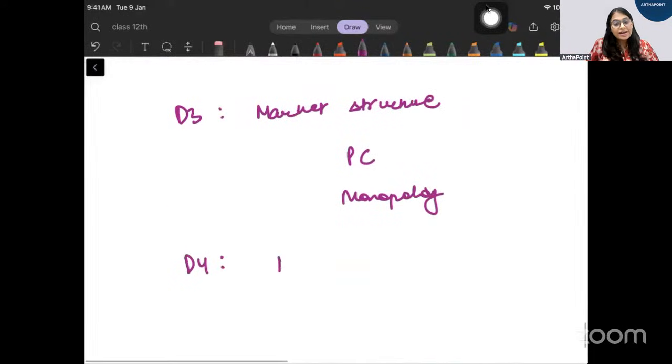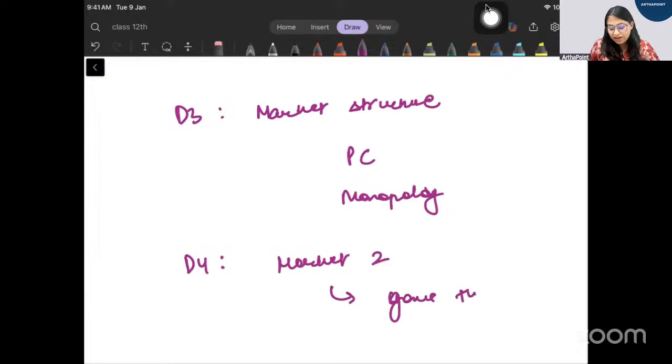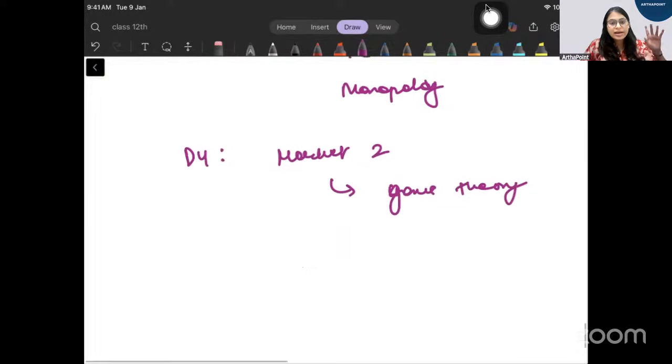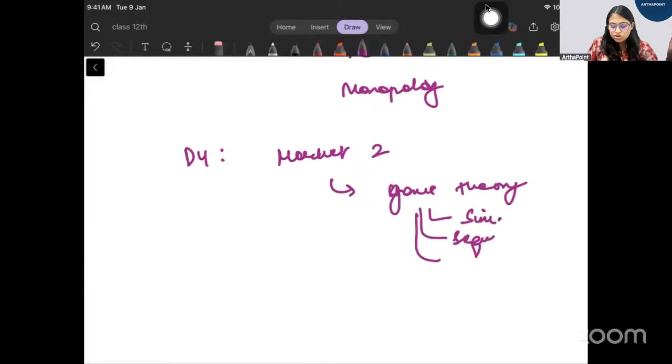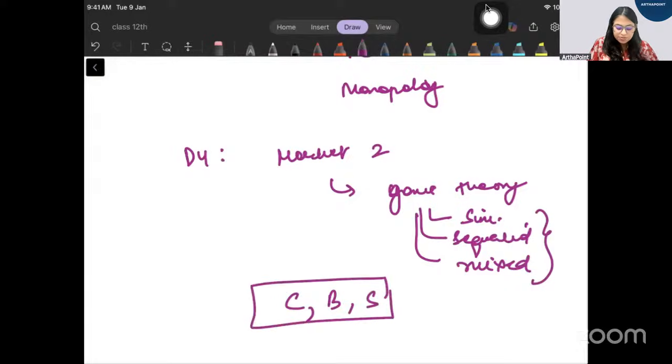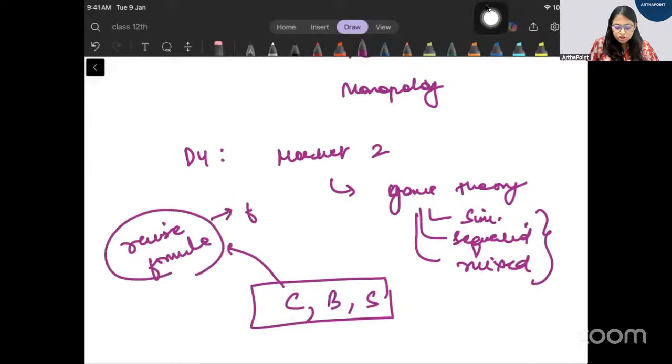you do market structure part 2, in which you do game theory models, क्योंकि game theory every year it gets repeated. So you practice all types of game theory. एक simultaneous से related, एक sequential से related, और एक mixed strategy निकालना. Then you do Cournot, Bertrand and Stackelberg, जिसमें you revise the formulas, make a formula sheet out of it.